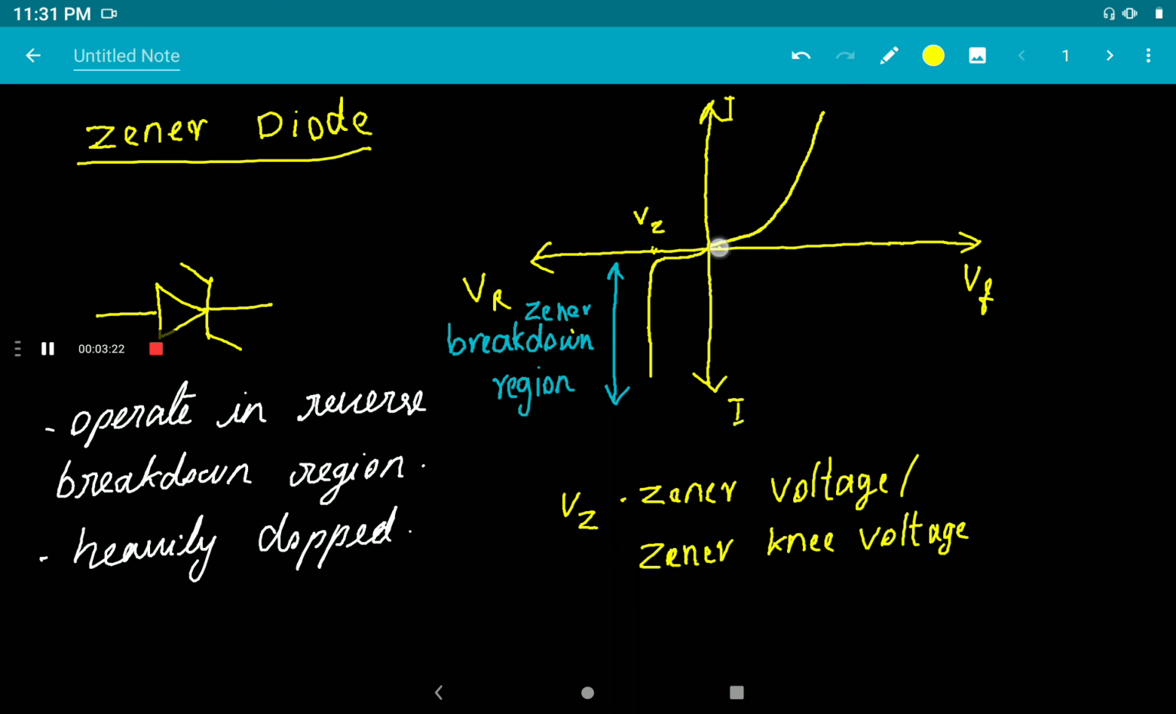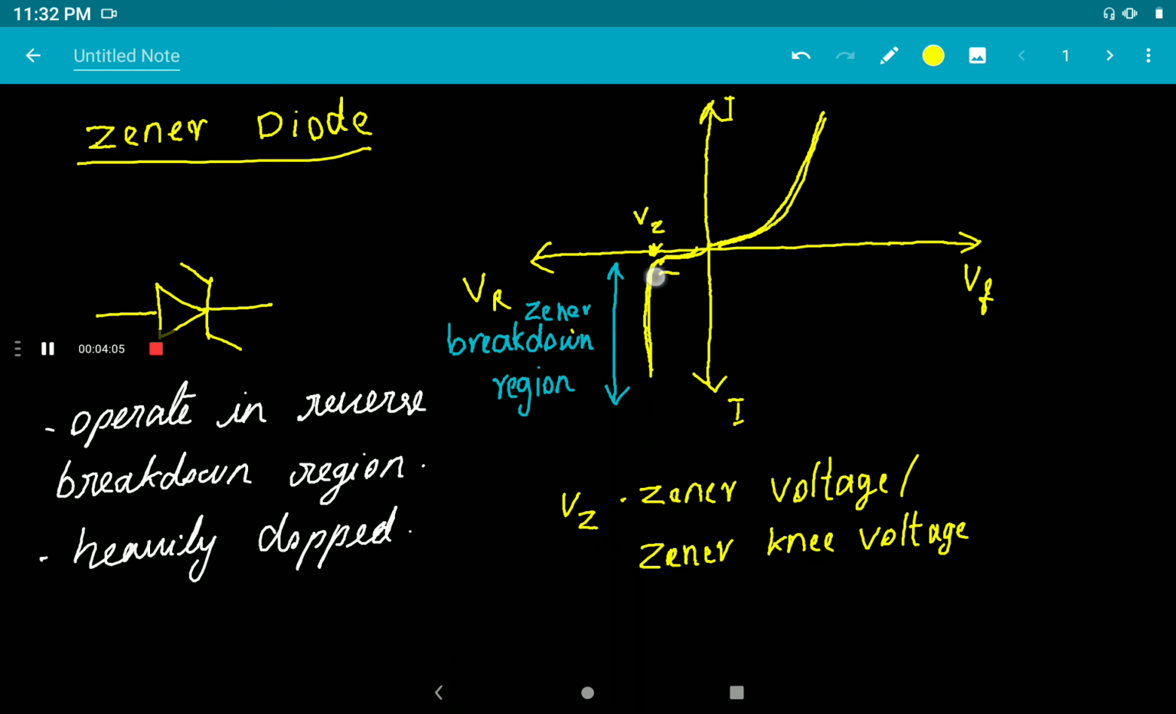So when the Zener diode is forward biased, the characteristics will be similar to our normal silicon or germanium diode, and when it is reverse biased, a small voltage is applied across it. Up to a particular voltage, it will produce a large current, but the current will increase at a constant voltage. So that voltage is constant, and the particular voltage when the current starts increasing is known as Zener voltage or Zener knee voltage.